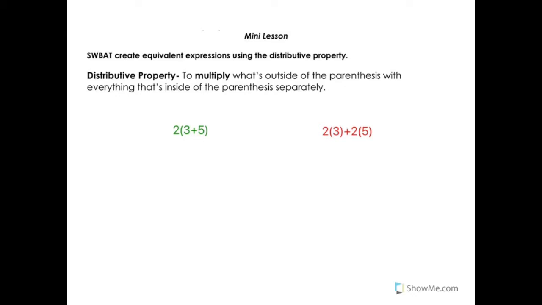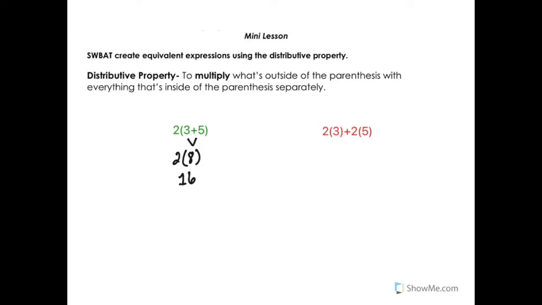This green expression here, 2 parentheses 3 plus 5, tells me, well, add 3 plus 5, which will give you 8, and then take that and multiply it by 2 to then give you 16.